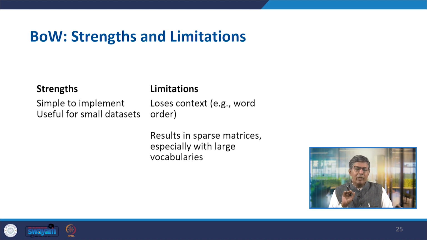But what is the limitation? It loses context sometimes, the word order, right? And it results in sparse matrices, especially with large vocabularies. So, basically, you might lose the context. That is the basic problem.